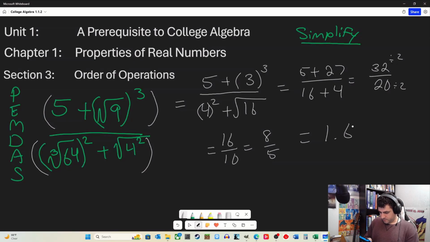8 divided by 5. Yep, 1.6. I use a calculator all the time. I still have to sometimes. Those kind of numbers throw me off. I don't like doing the decimal transformations in my head. Either way, that was order of operations.